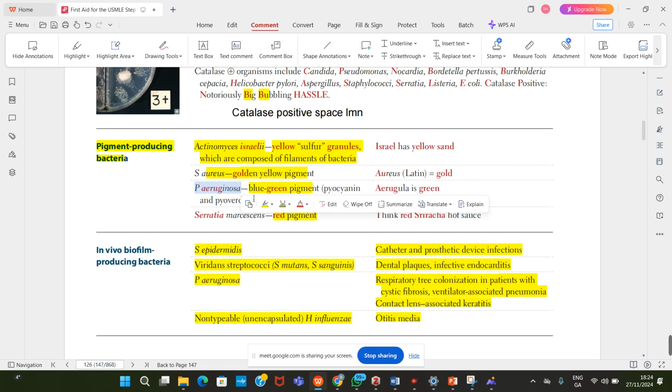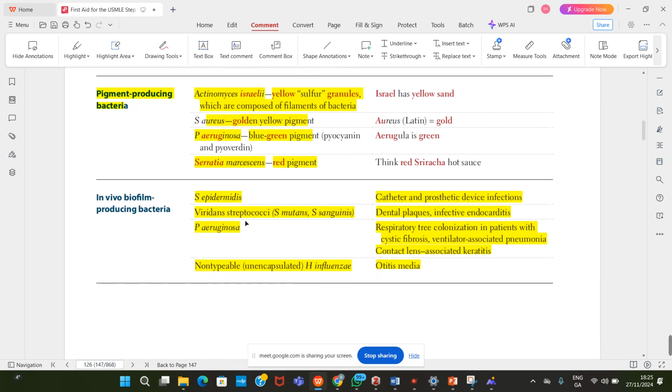Pseudomonas aeruginosa produces a blue-green pigment, which is due to release of pyocyanin and pyoverdine. That is what gives the blue-green pigmentation of Pseudomonas aeruginosa. Then we have Serratia marcescens, red pigment. Serratia marcescens is one of those catalase positive organisms. Don't forget, it can cause UTI, it releases red pigment, and it is catalase positive.